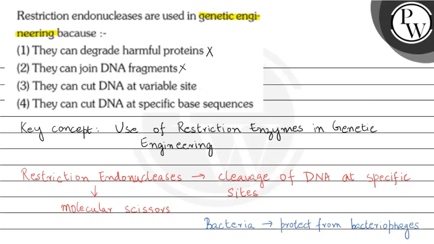Now, the third option says that they can cut DNA at variable sites. Again, this will not be our answer, because restriction endonucleases do not cut DNA at variable sites, but they cut DNA at specific sites. Then the fourth option says that they can cut DNA at specific base sequences. So this will be the right option, because restriction endonucleases cut DNA at specific sites, and this is what is exploited during recombinant DNA technology.